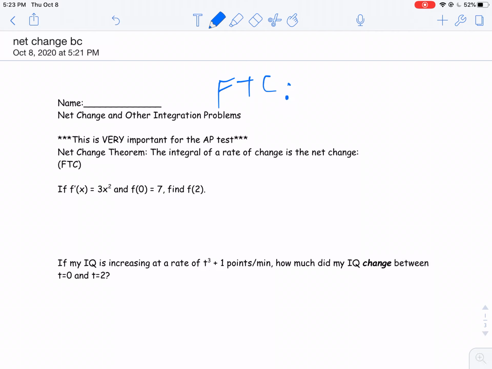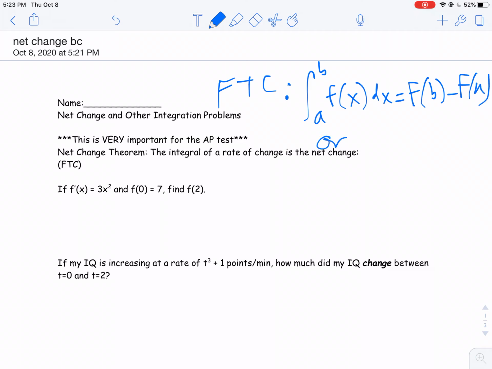This is just the main application of the fundamental theorem. The FTC says this, right? If you integrate some function from a to b, you end up getting the antiderivative at b minus the antiderivative at a. Now the extension to this is if you just integrate from a to b of f prime of x, you end up getting back to the original function. You just get f of b minus f of a.